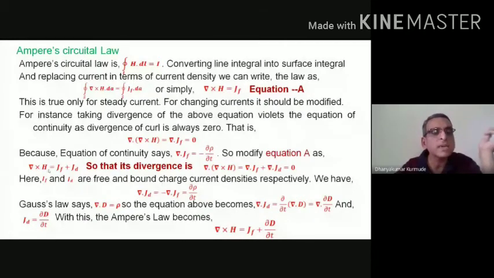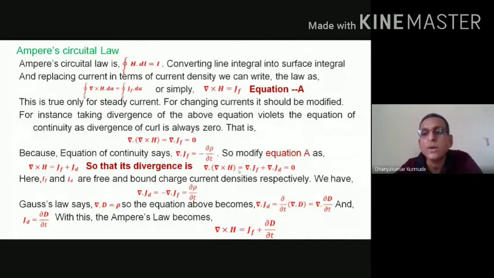Now let us again take the divergence of this equation. Taking divergence, we can write del dot del cross H is equal to del dot JF plus del dot JD, which is equal to 0. This 0 is according to the vector identity. Now let us consider these two quantities: divergence of JF plus divergence of JD is equal to 0.